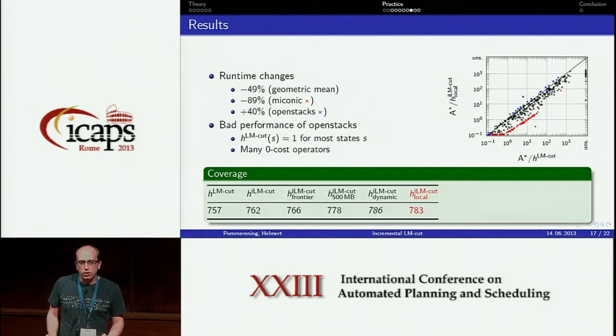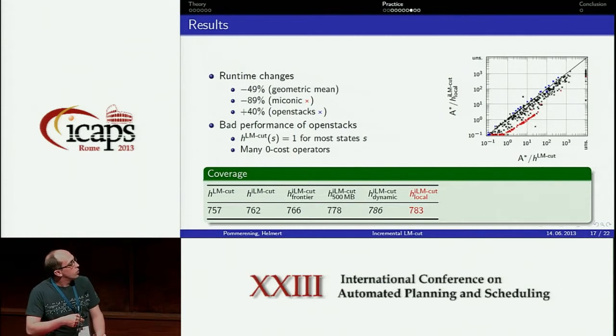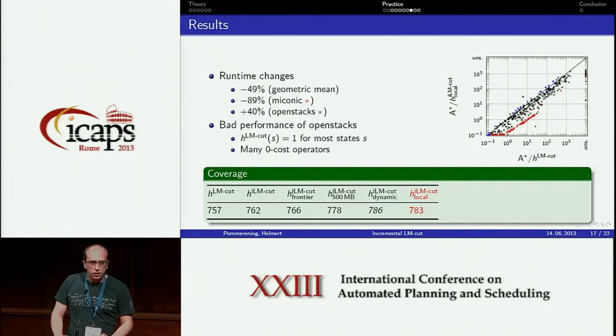We still have a lot of runtime decrease, about 50% in the geometric mean over all domains, and still about 90% in the Mystery Conic domain. But we also have some increase in the OpenStacks domain, which is in blue here, just about there. There's a 40% increase in runtime, and we have some ideas where this is coming from.